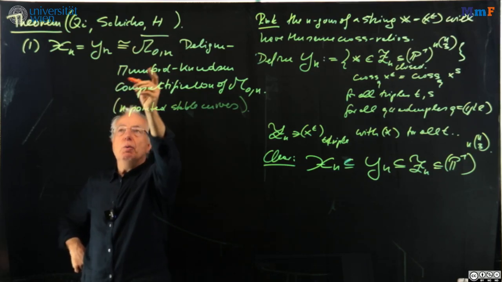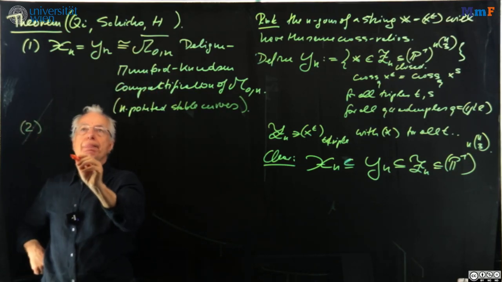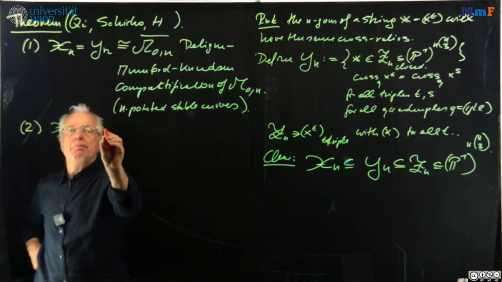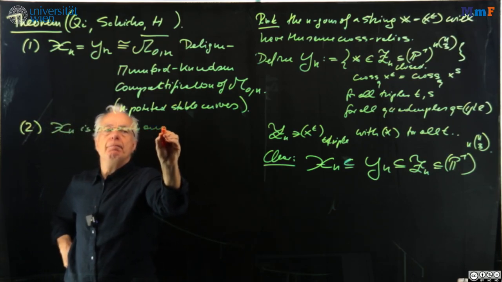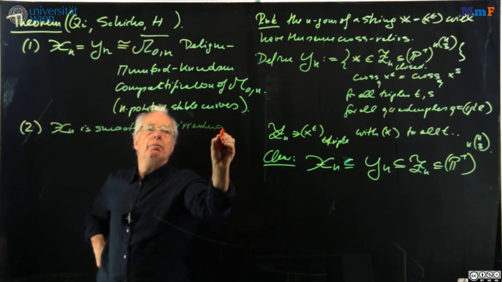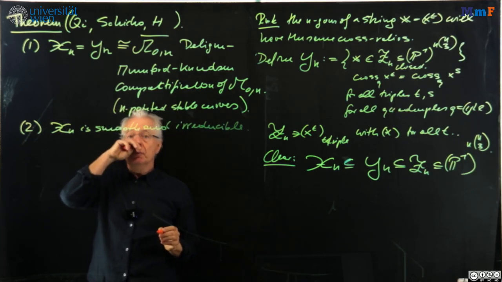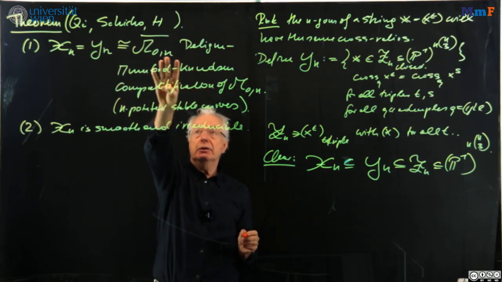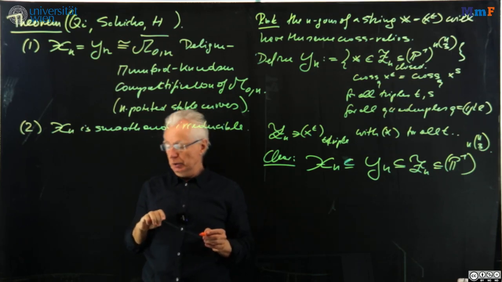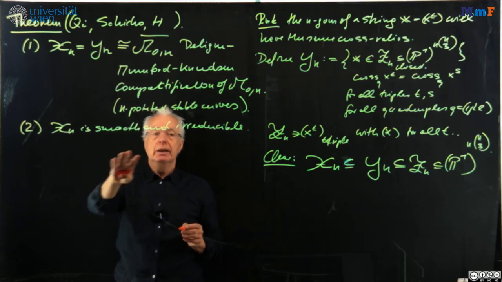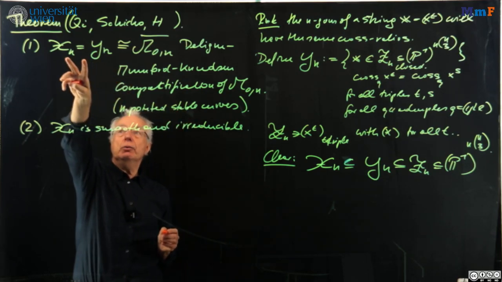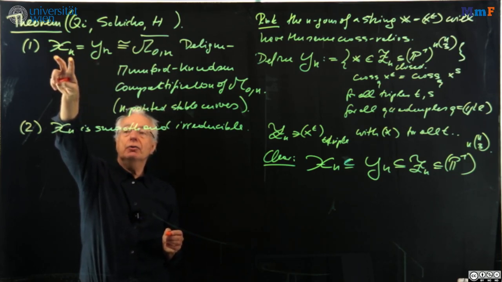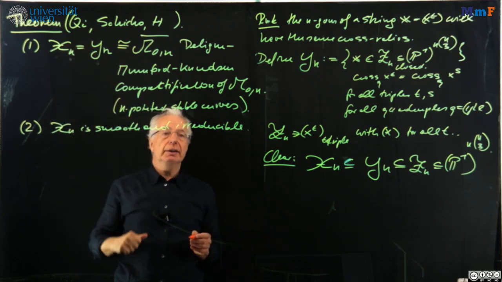Okay. So we have equality number two, xn is smooth and irreducible. The smoothness requires a proof, but it is completely elementary. If you look at Knudsen's paper for the smoothness of M0n bar, you will see that he uses a lot of machinery. The irreducibility is obvious from this equality because xn is a Zariski closure of something irreducible, so it is automatically irreducible.